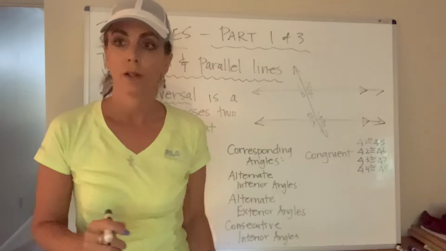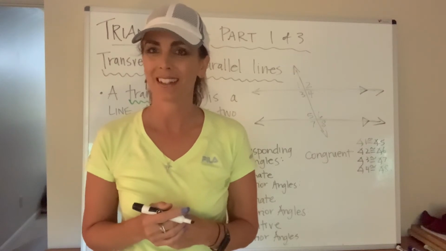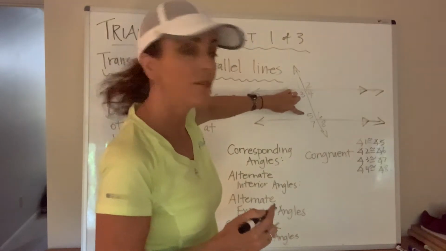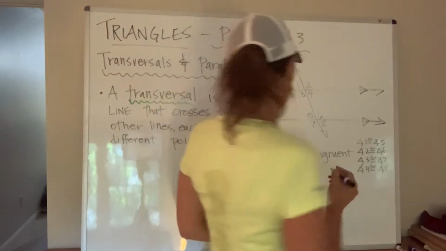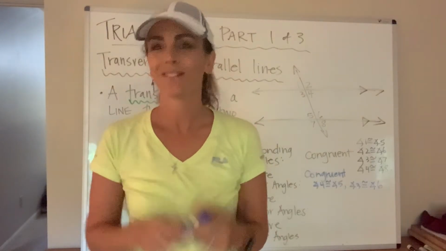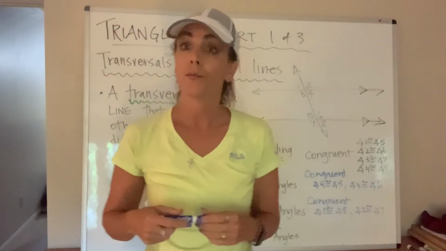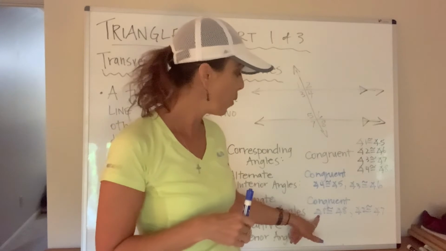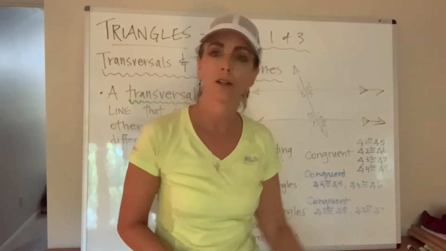Also, alternate interior angles are going to be congruent. Okay. So, angle 4 and 5 will be congruent to each other, and angle 3 and 6 will be congruent to each other. Also, alternate exterior angles will be congruent to each other. So, if the alternate exterior angles are congruent to each other, we know that angle 1 will be congruent to angle 8, and angle 2 will be congruent to angle 7.